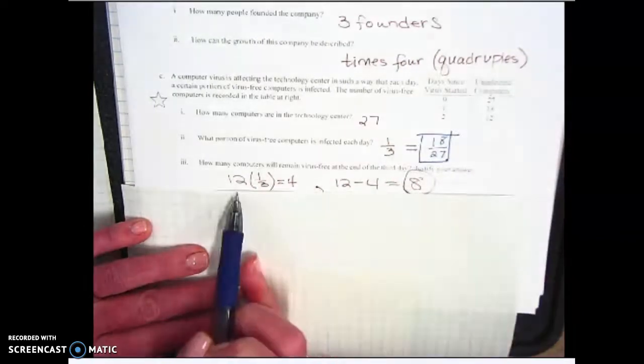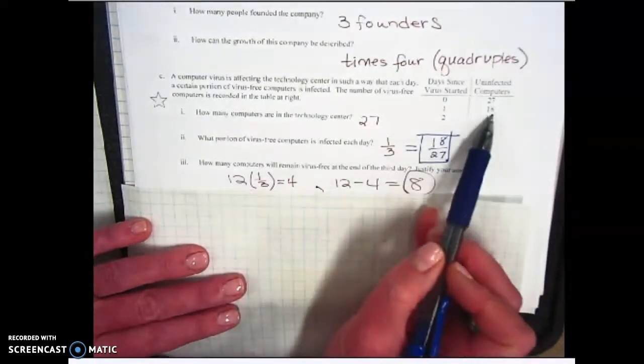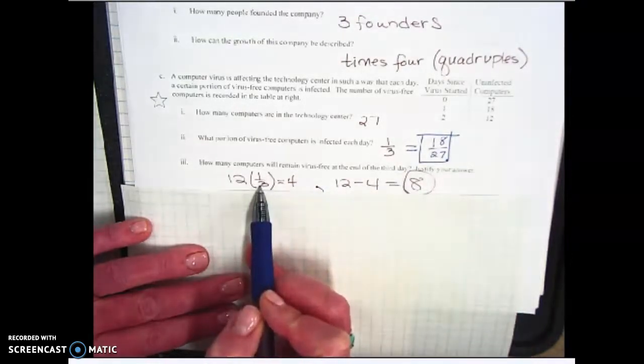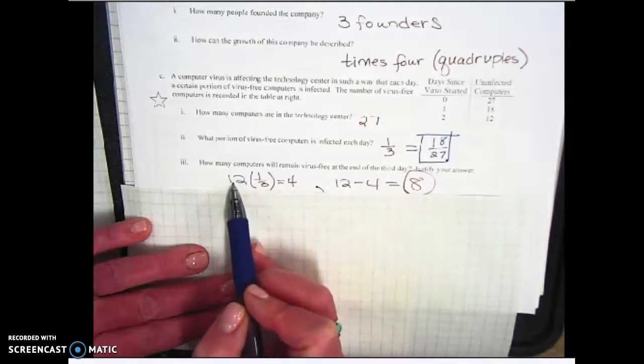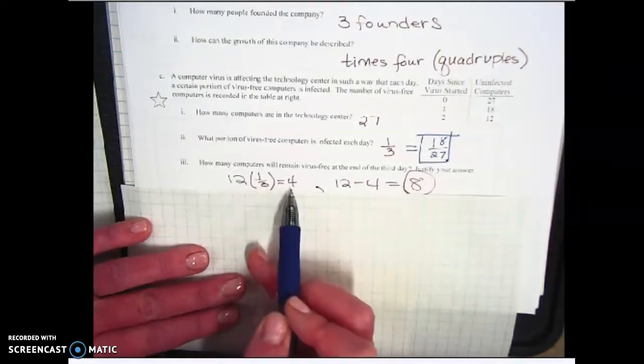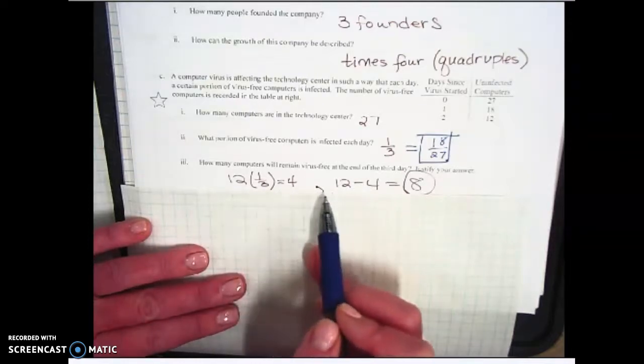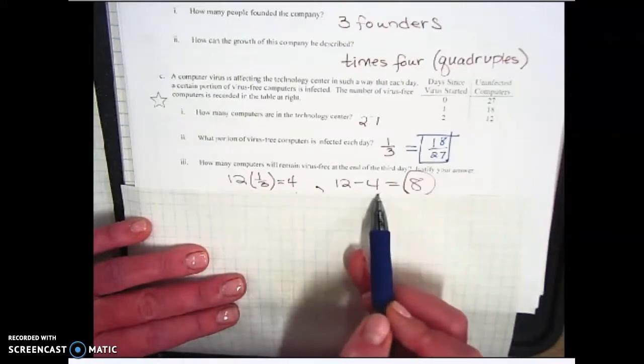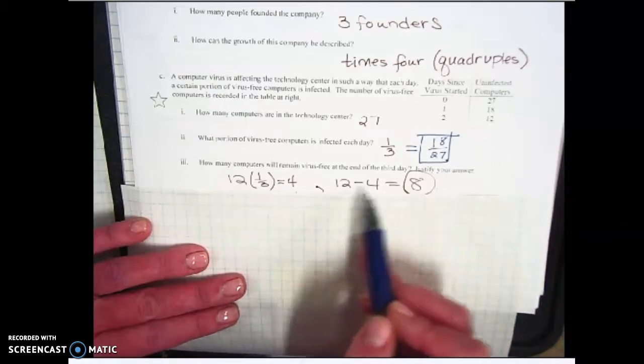So here's what you need to do. You need to take the 12 that's here and multiply it by the 1/3, which is the same as dividing by 3, which means that 4 would be infected. But that doesn't mean that there's 4 that's virus-free. That means you have to take the 4 and subtract it from the 12.